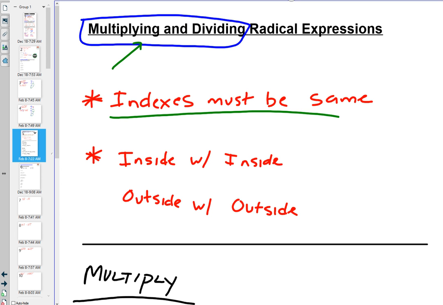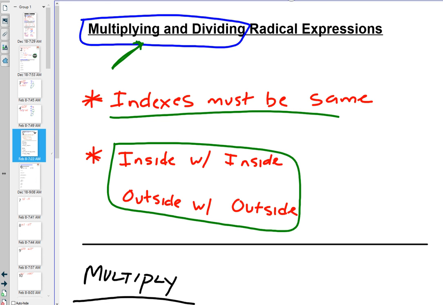But then once you get down to multiplying and dividing, if you're gonna actually multiply or divide, it's inside with inside and outside with outside. What do you think I mean by that? Inside and outside of what? Please don't get this confused. You said outside with outside, and the index is on the outside, so are we supposed to multiply the indexes? No. What I mean by that is the coefficient.